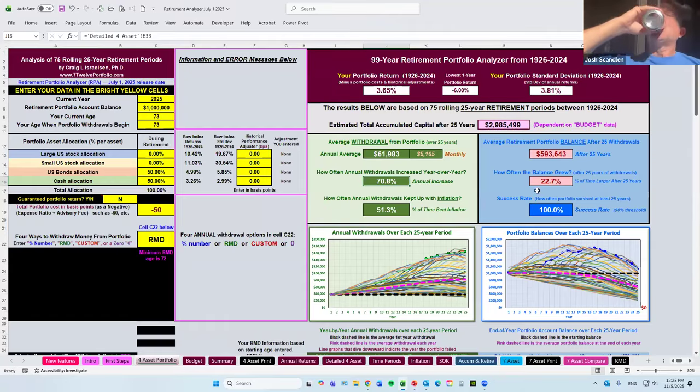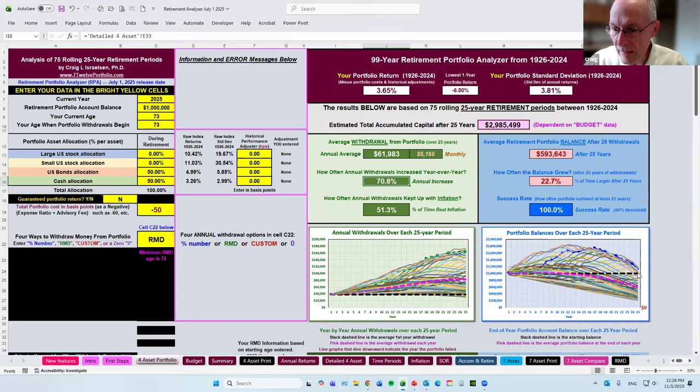Right. Your balance grew, however, only 23% of the time, which means it declines the inverse of that, roughly 78% of the time. When you say grew, that means at the end of 25 years it's worth more than $1 million. That's right. Okay. Grew 22% of the time, basically a quarter of the time it's worth more than you started with 25 years previously.